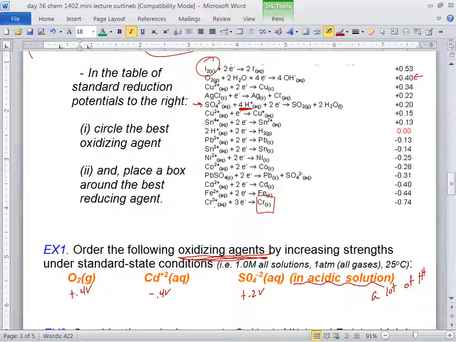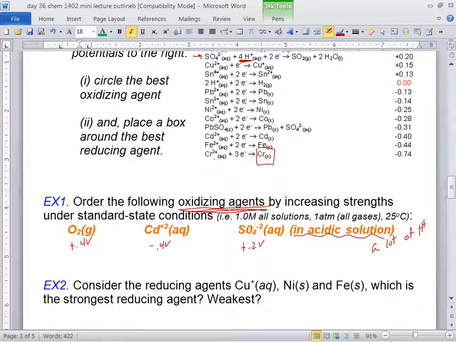Okay, so if you want to list these from weakest to strongest, Andrea, what did you write? Cadmium, then the SO4. Perfect, then the oxygen. Good. Cadmium, sulfate, and then the oxygen.